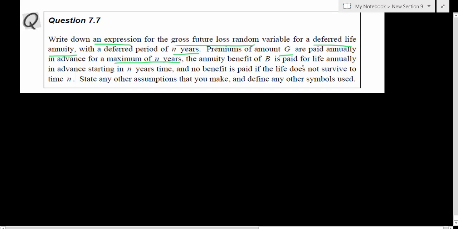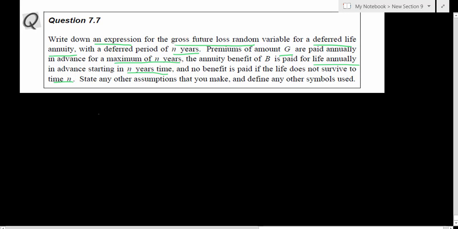The annuity benefit of B is paid for the life annually in advance, starting in n years' time. So they have got this benefit which is payable starting in n years' time, and no benefit is paid if the life does not survive to time n. Okay, so there is no benefit if the life does not survive to time n. State any other assumptions that you make and define the other symbols that you use. So I'm going to use the symbols as they have used in your core reading, so that you don't get confused.